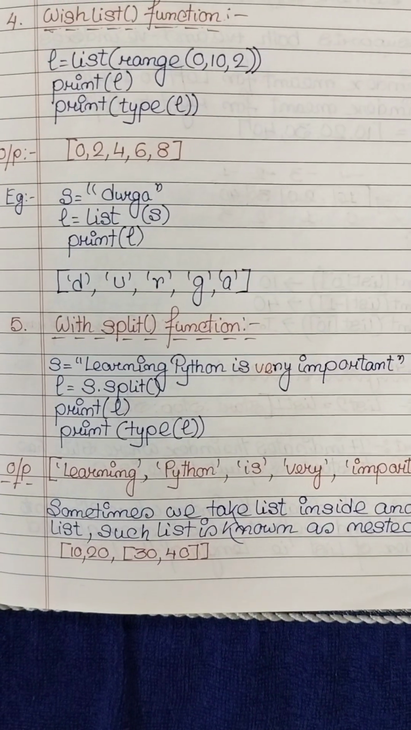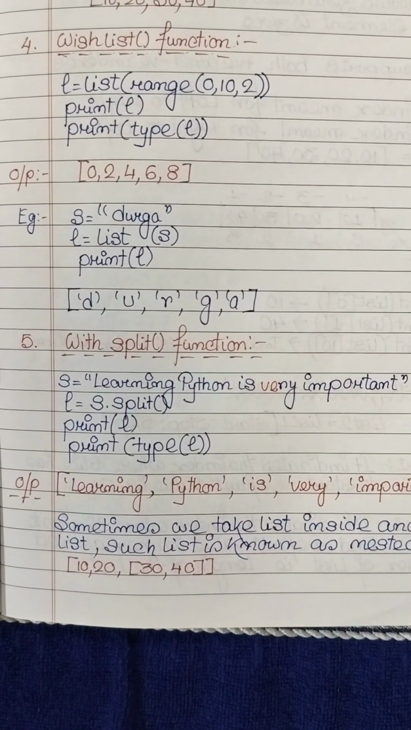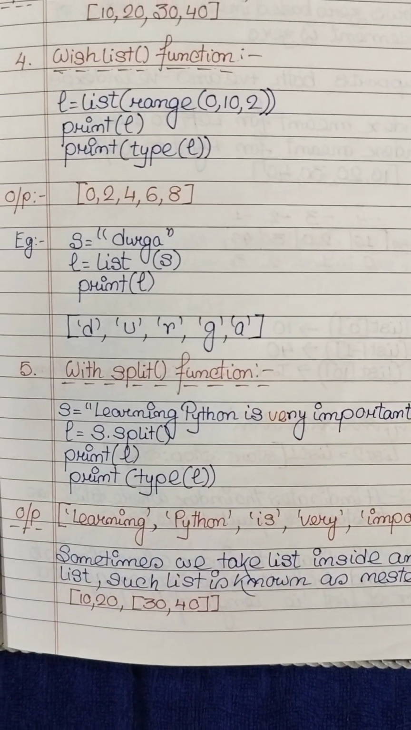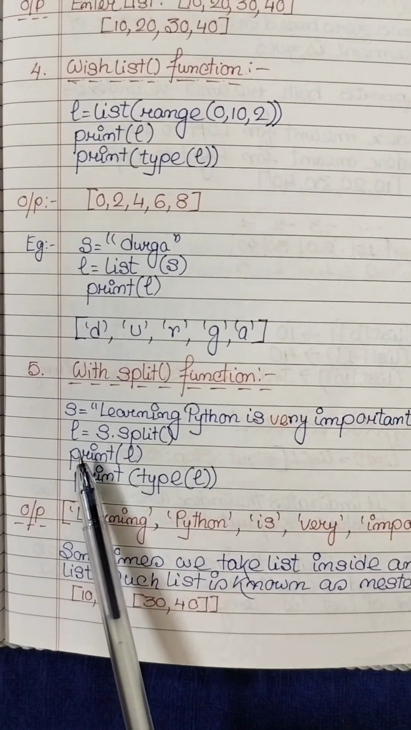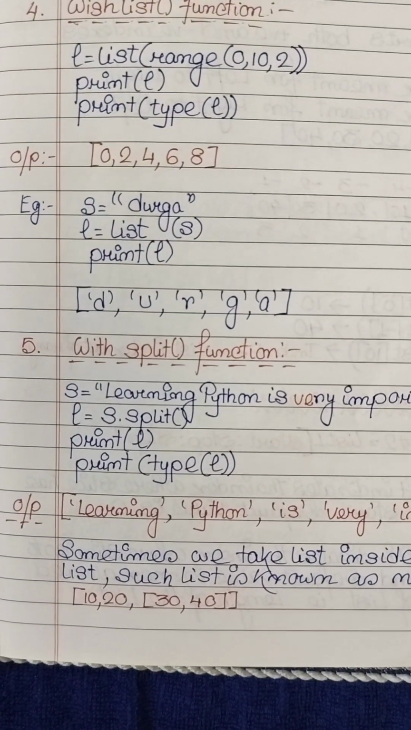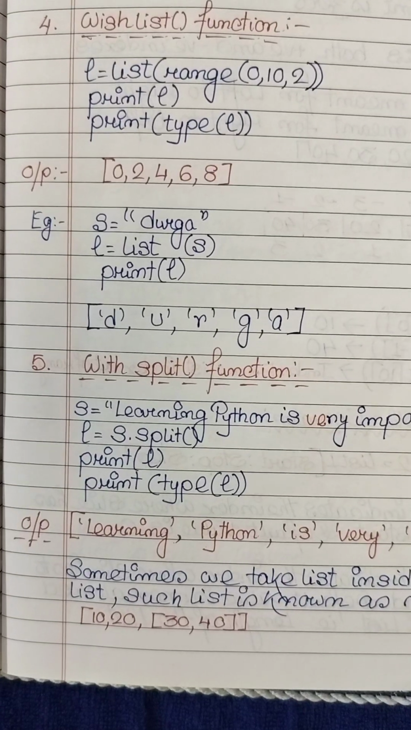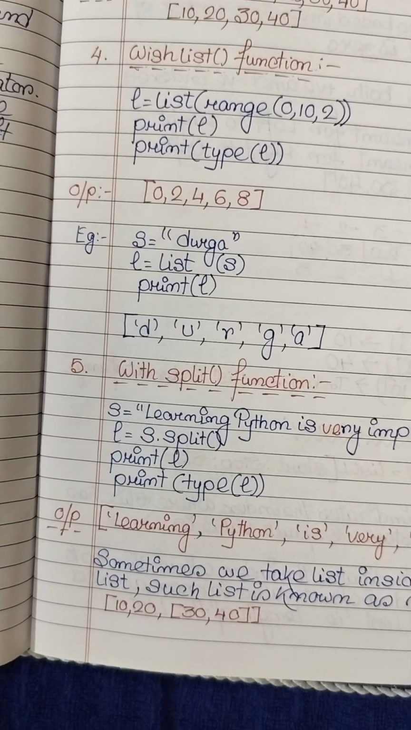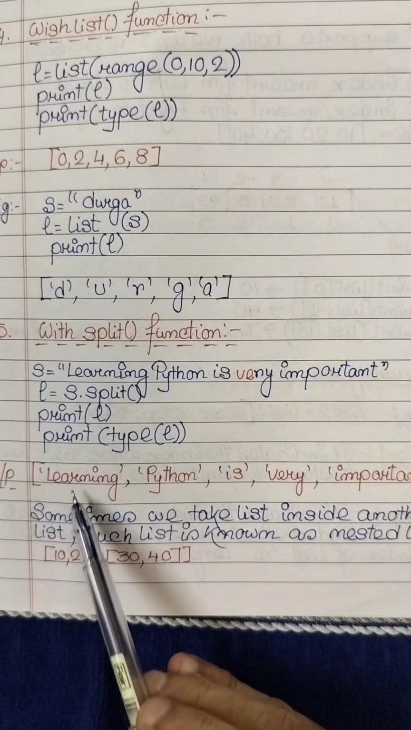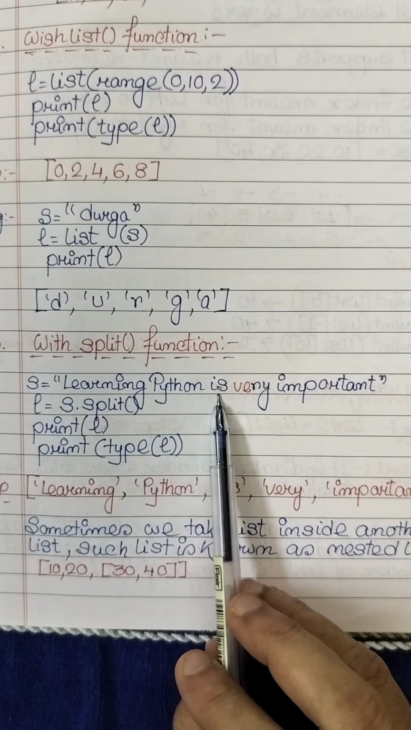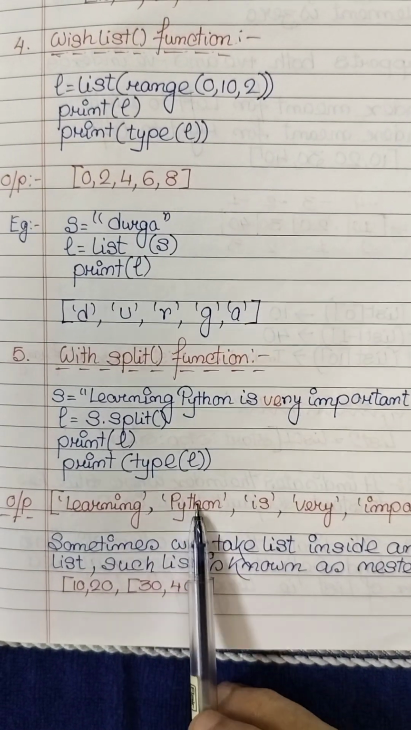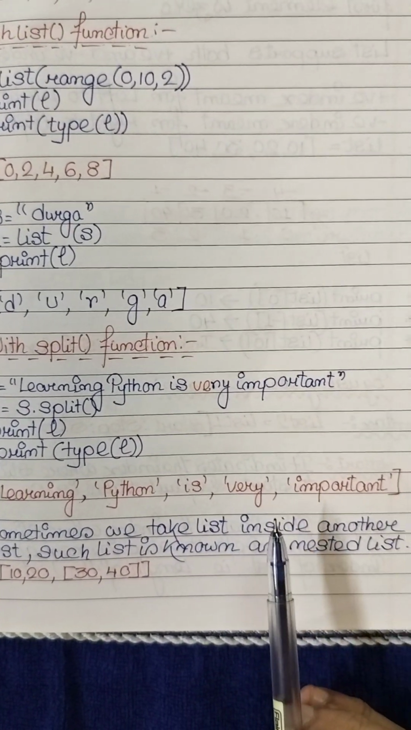Suppose, take an example, s is a string variable: s = "Learning Python is very important". L is also a variable. L = s.split(), print(L), print(type(L)). Then the output will be in the list structure: the string "Learning Python is very important" will be split into "Learning", "Python", "is", "very" and "important".